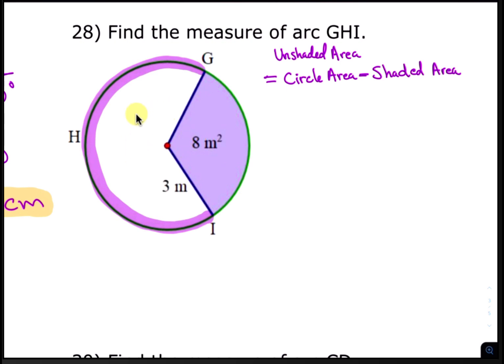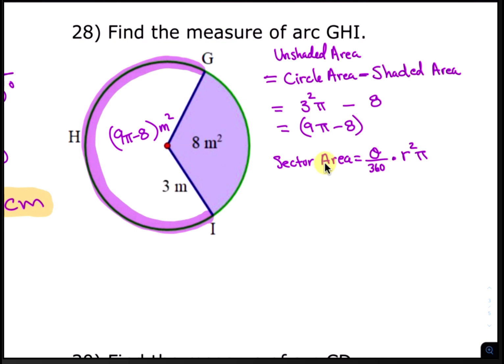So what we need to do is find the area of the unshaded sector. And the area of the unshaded sector is the full circle area minus the shaded area. A full circle is r squared pi, and the radius is 3, so that's 3 squared pi. Take away the shaded area of 8. 3 squared is 9, so that's 9 pi minus 8, and that represents the area of this unshaded sector.